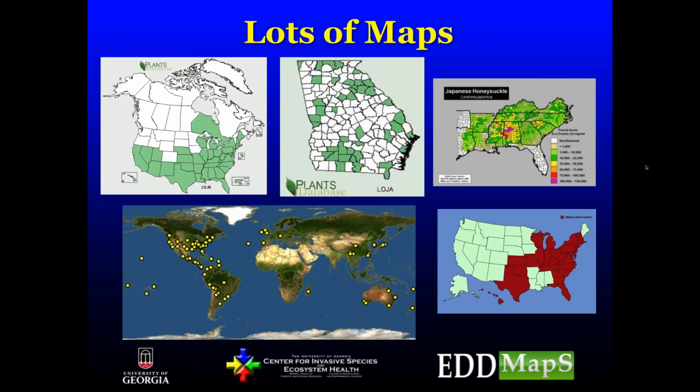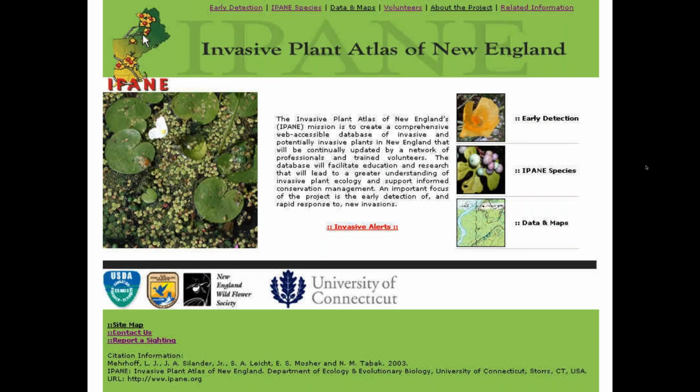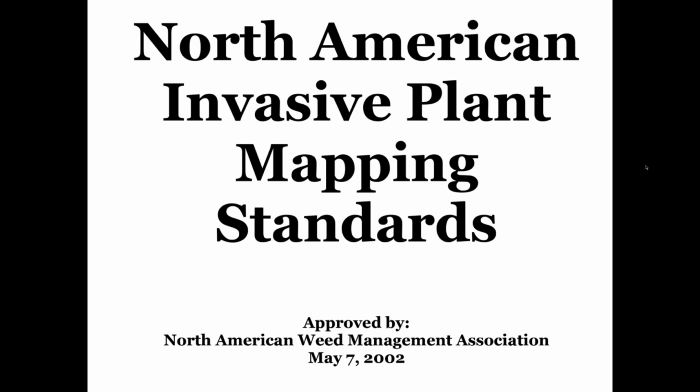So we looked around, and there were a lot of different maps, and there were a lot of different tools out there that were starting to be ways to collect data and pull that data together, aggregate that data. We looked at the Invasive Plant Atlas of New England, a project that started out at University of Connecticut by Les Merhoff, and there was a good citizen science project as well as pulling together existing data on a focused area. We also looked at the North American Invasive Plant Mapping Standards that were done by the North American Weed Management Association, which is now the North American Invasive Species Management Association, NAISMA.